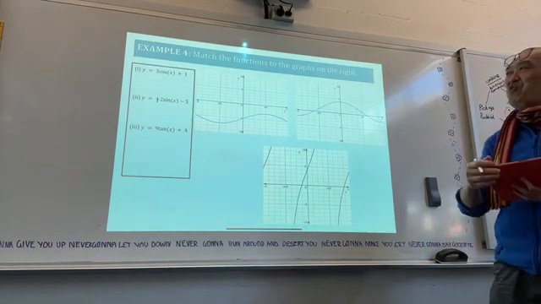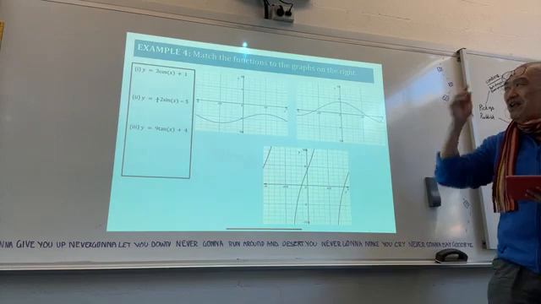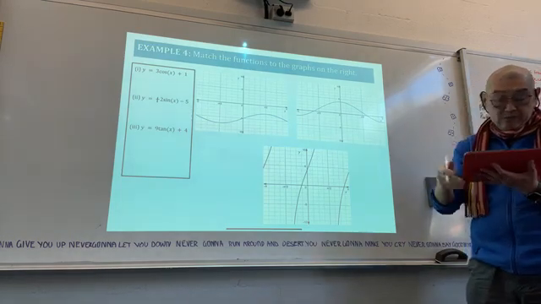So let's start off with 3 cos x plus 1. First, we look at the amplitude.